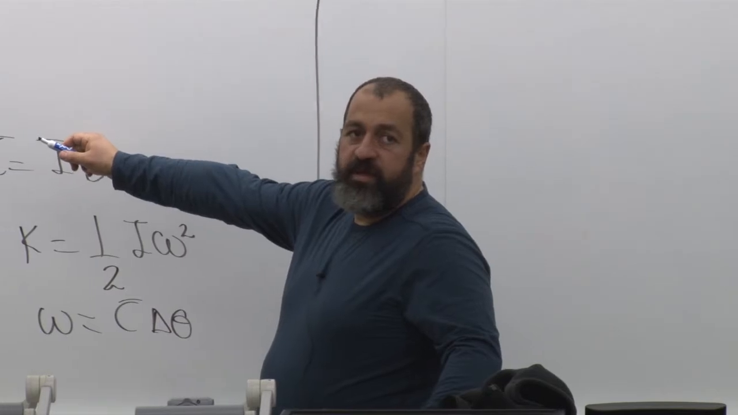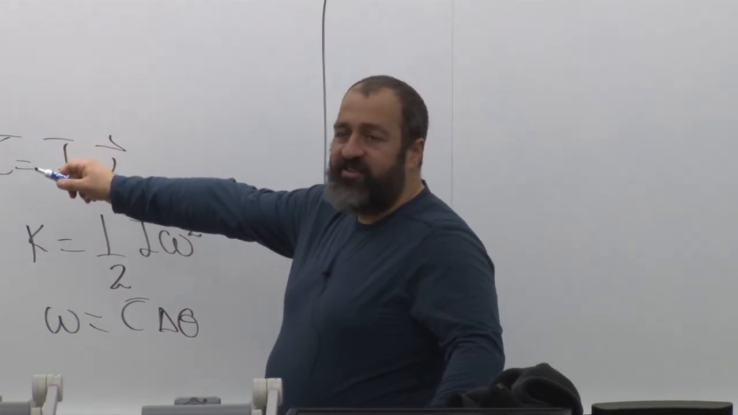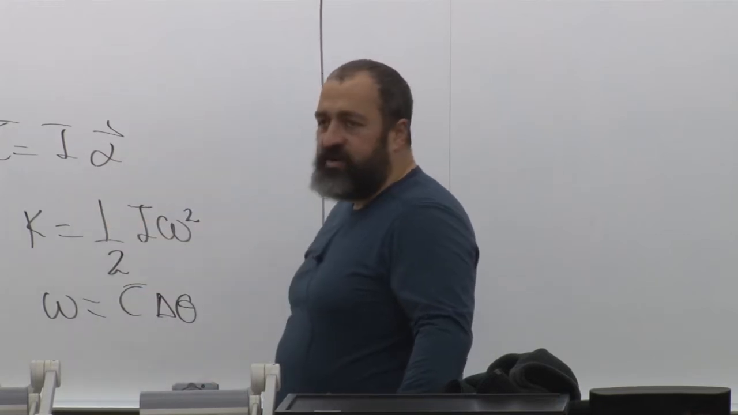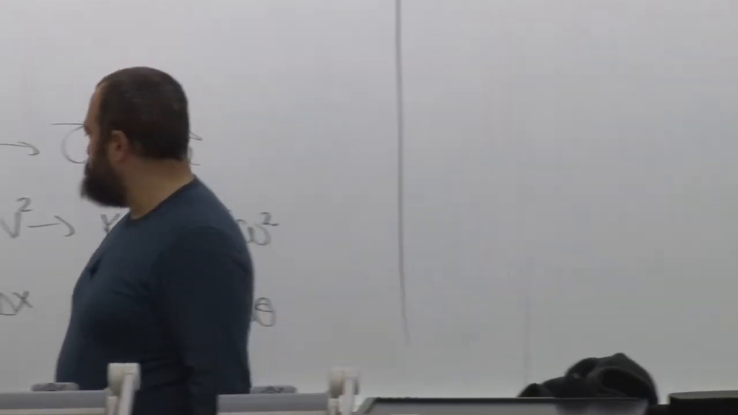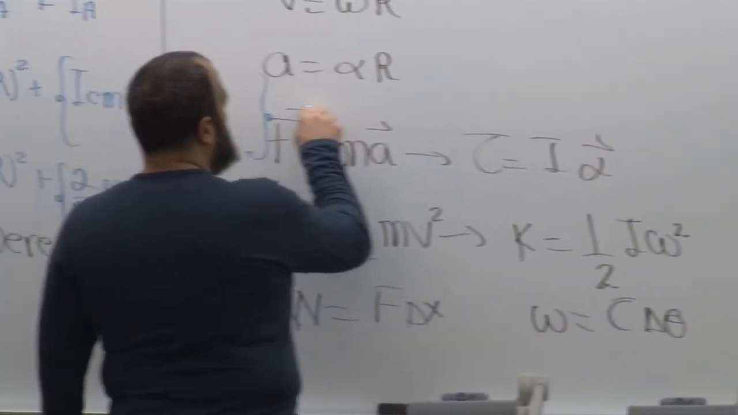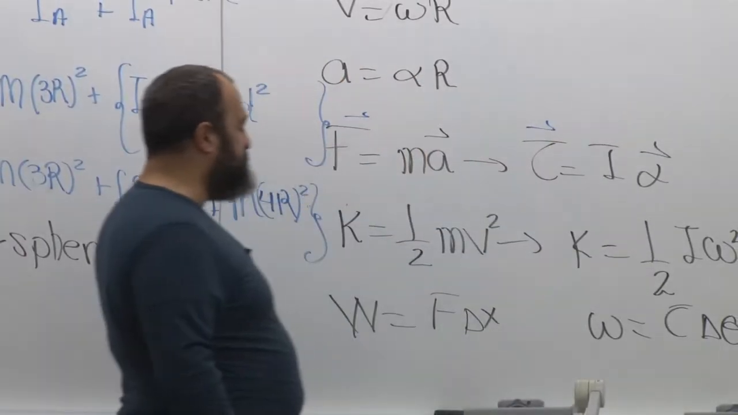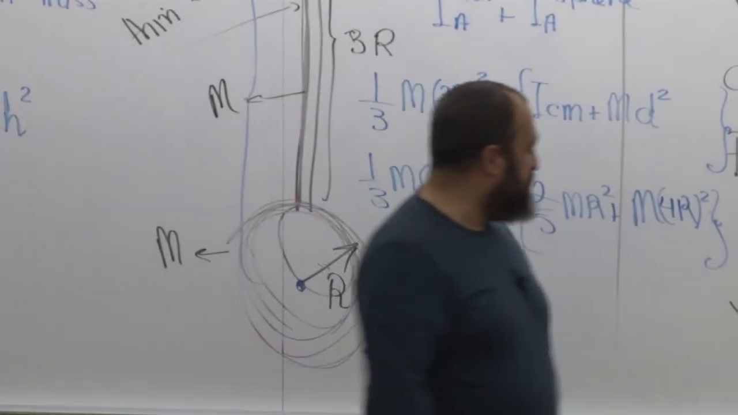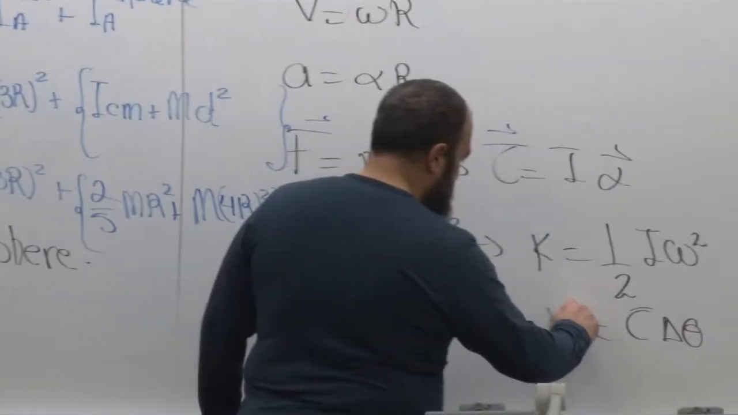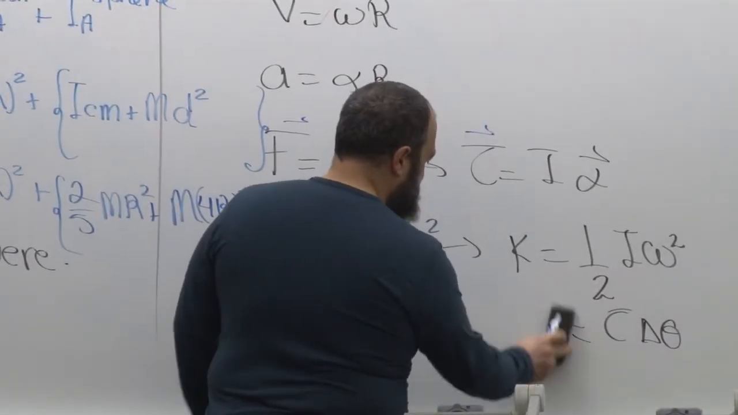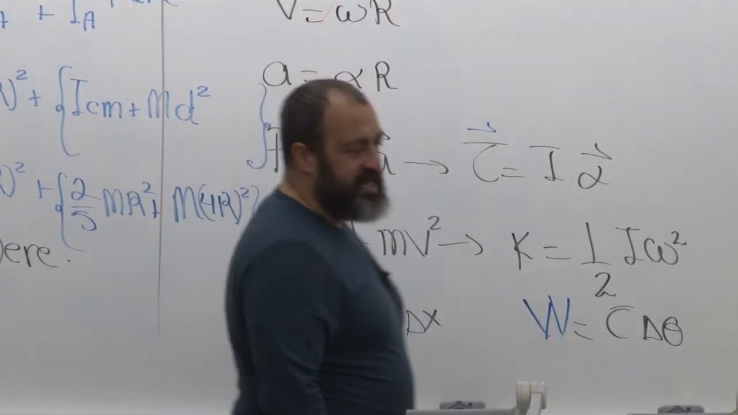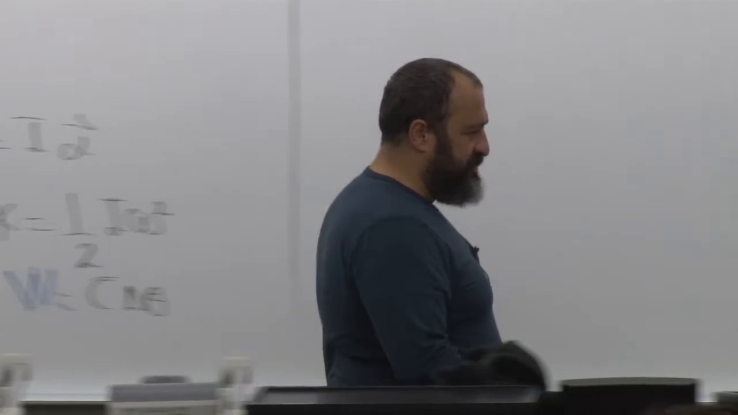Summary of relation between translational and rotational variables. F equals ma becomes torque equals I alpha. K equals 1/2 mv squared becomes K equals 1/2 I omega squared. Work is F times distance. The work here, sorry, this is work as well. Thanks, Kevin. Please fix that, it's not omega. Work is equal to tau delta theta. Please fix it so it doesn't look like omega.